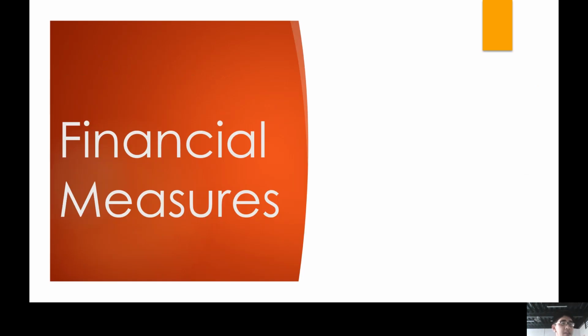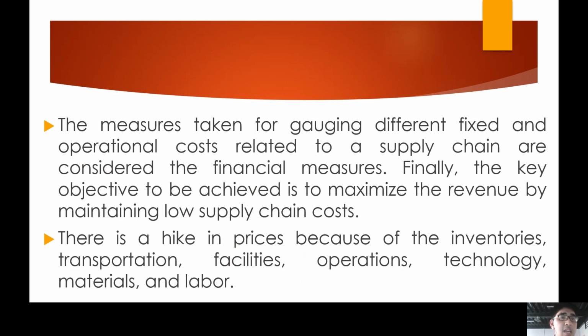So now that we have talked about the non-financial measures, we will now go to the financial measures. Okay? So the measures taken for gauging different fixed and operational costs related to a supply chain are considered the financial measures. Finally, the key objective to be achieved is to maximize the revenue by maintaining low supply chain costs. There is a hike in prices because of the inventories, transportation, facilities, operations, technology, materials, and labor.